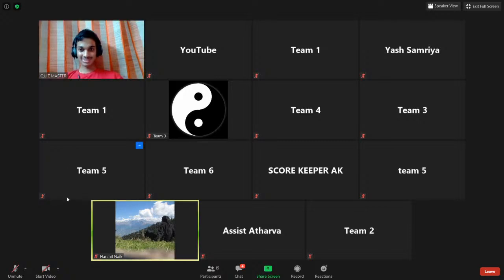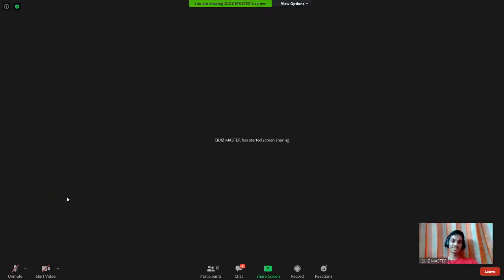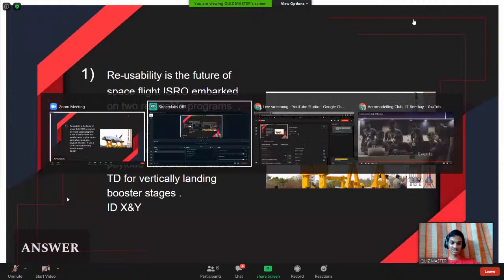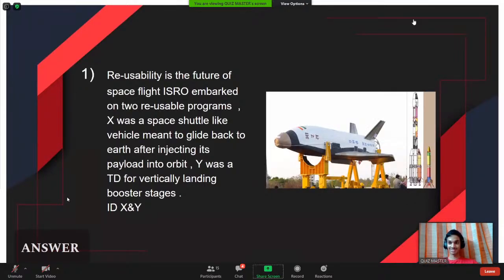So the tiebreaker has 2 questions. Identify both these systems that are the future of ISRO in terms of reusability. If any of you know the answer, put it in the chat. Yeah, RLV is this space shuttle like thing. And does anyone know what the second program is? This one right here, which is trying to vertically land rockets like SpaceX does.